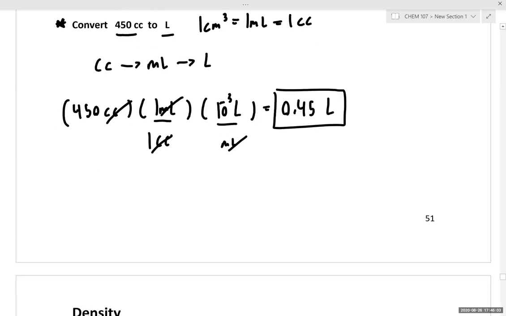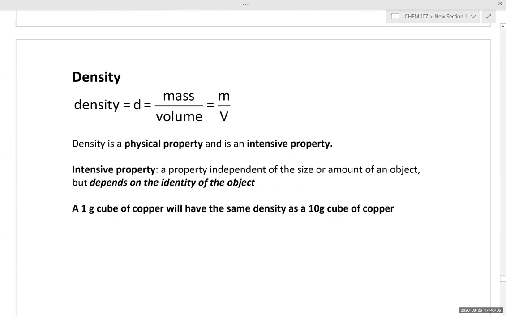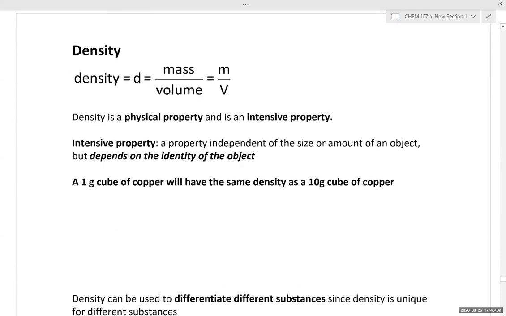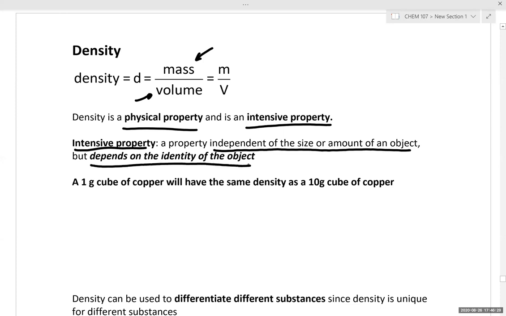So let's keep going now, and let's start to tie volume to density. Density is written as the mass of a sample over the volume of your sample. Density is a physical property, and it's also known as an intensive property, where an intensive property is a property that is independent of the size or amount of an object. Intensive properties only depend on the identity of the object.